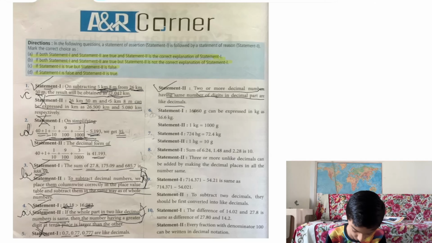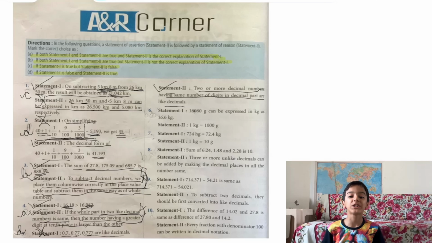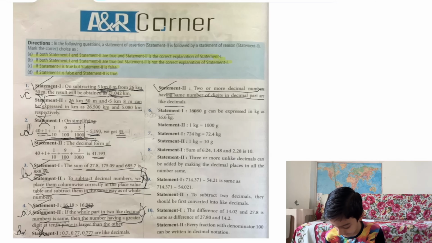So your statement 2 is correct. So the correct answer of question 5 is option B, which is if statement 1 is false but statement 2 is true. Question 6, statement 1. They think that 16,060 gram can be expressed in kg as 16.6 kg.